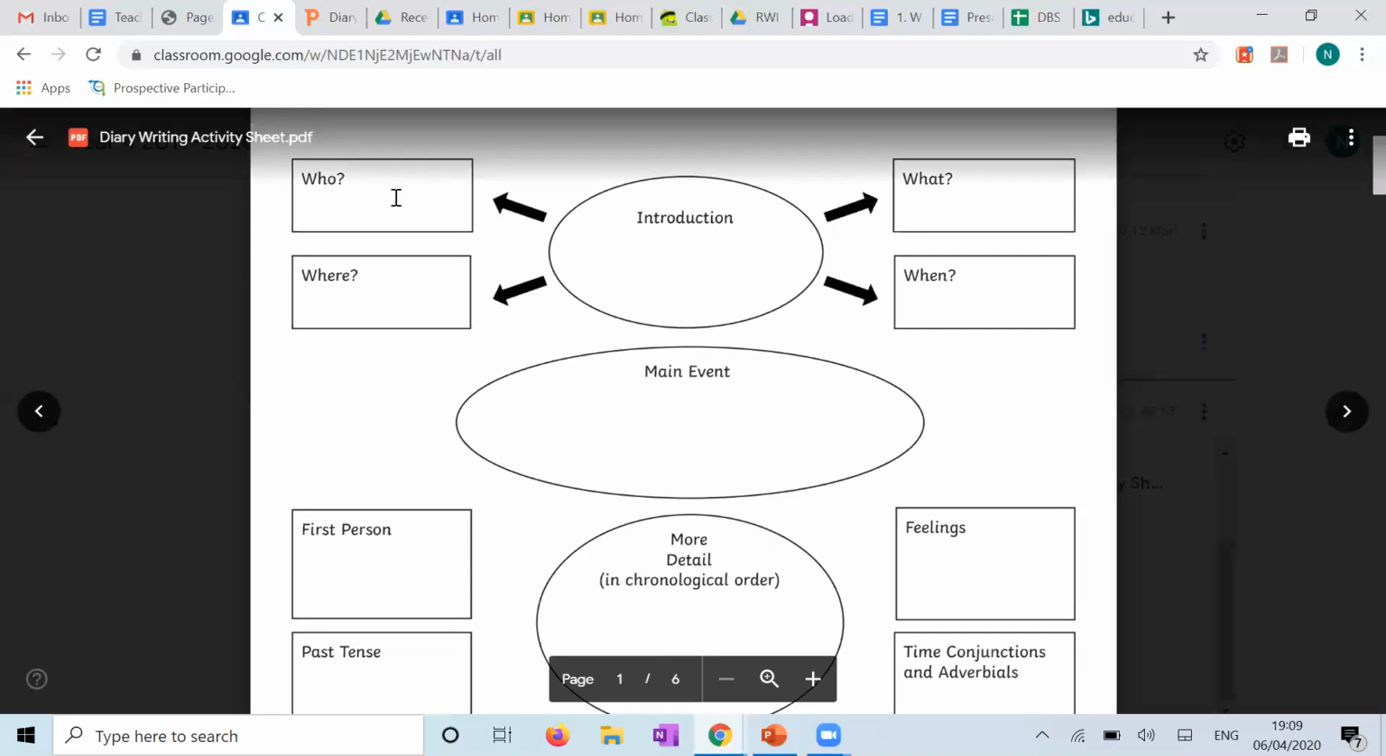Think about who, where, what, and when. So think about other characters that this character is going to be writing about. Try and describe where they are, what they're doing, and also when this was happening. So is it the morning? Is it early morning? Is it late morning?